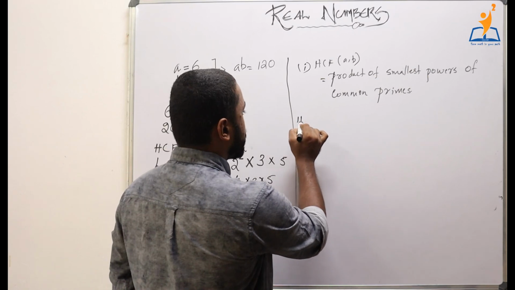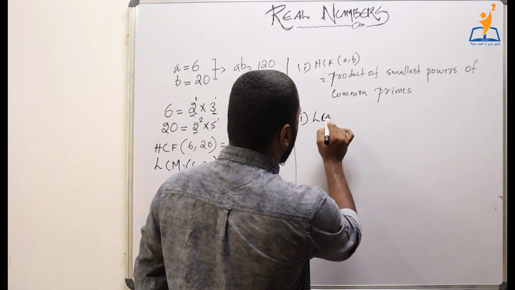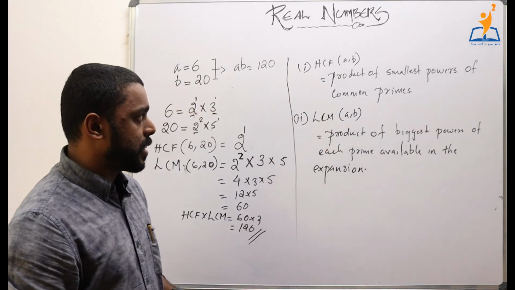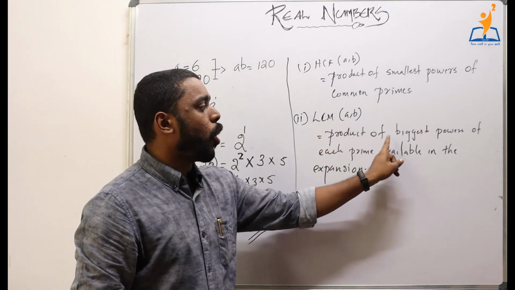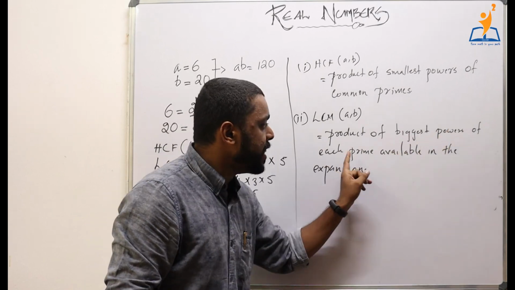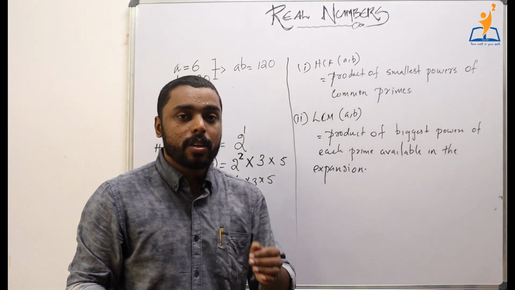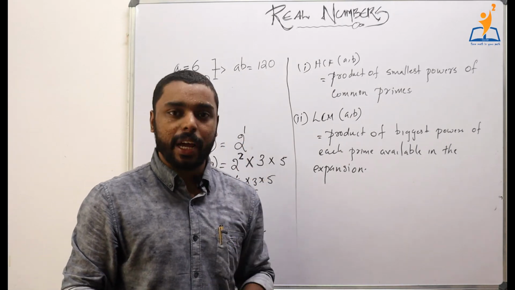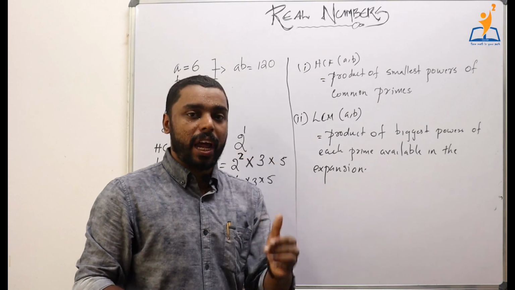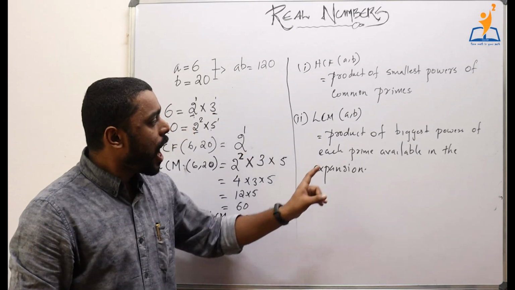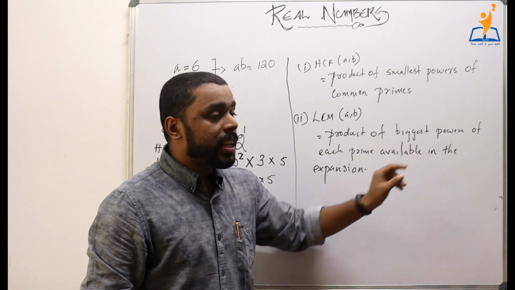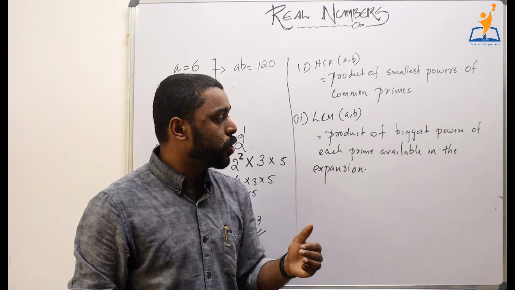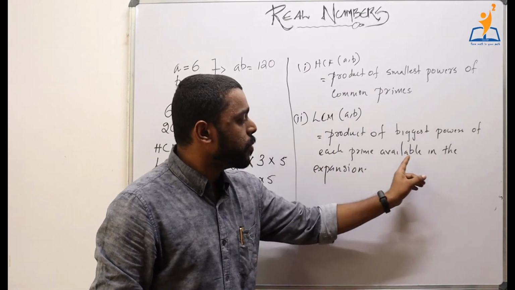Now the second result is, LCM of two numbers A and B is equal to the product of biggest powers of each prime available in the expansion. In finding the LCM, we have to consider all the primes, not just common primes, all the primes available in the expansion, and we should check whether it is a common prime, then we should choose the one with the biggest power. If it is not, we should choose all other primes in the product.